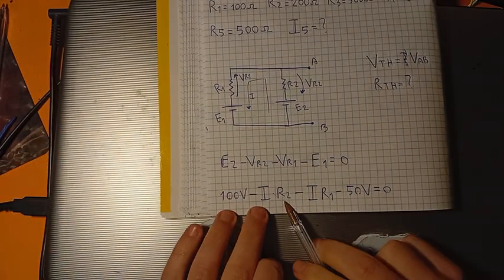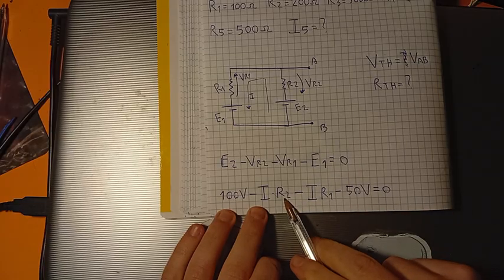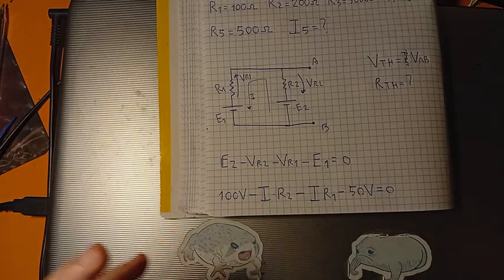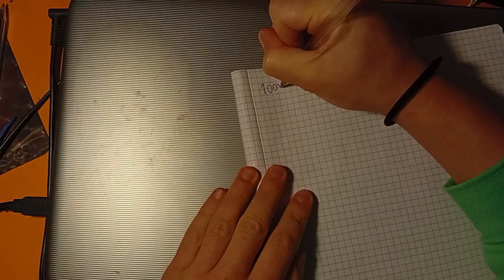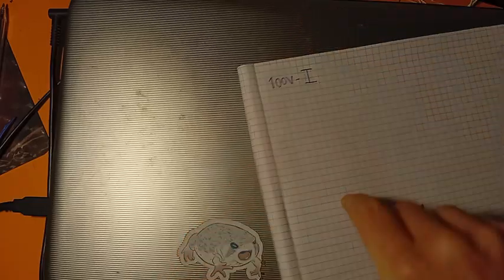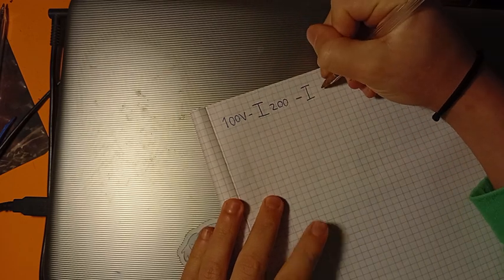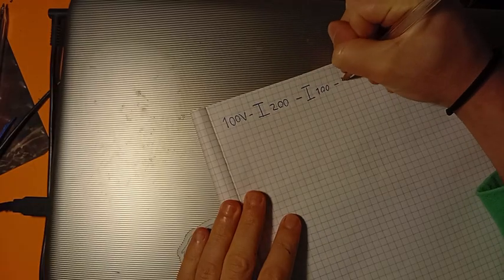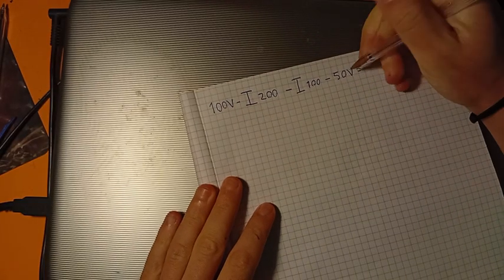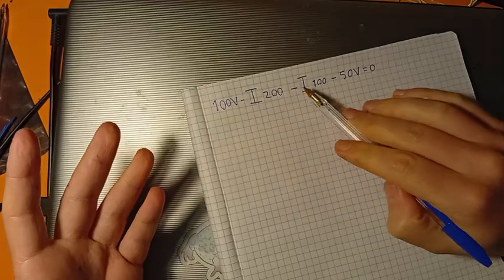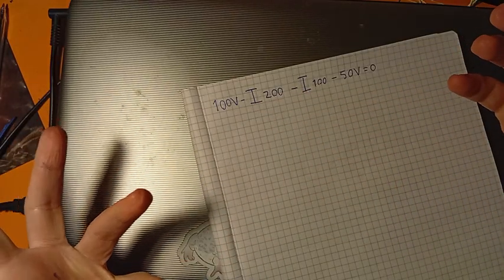Now we know the value of R2 and R1, so I can write the values in place of just writing R1 and R2. So the equation is 100 volt minus I multiplied by R2, which is 200, minus the current multiplied by R1, which is 100, minus 50 volt, which is A1. So this is our equation. Now it is one equation, one unknown term, so we can easily solve it.